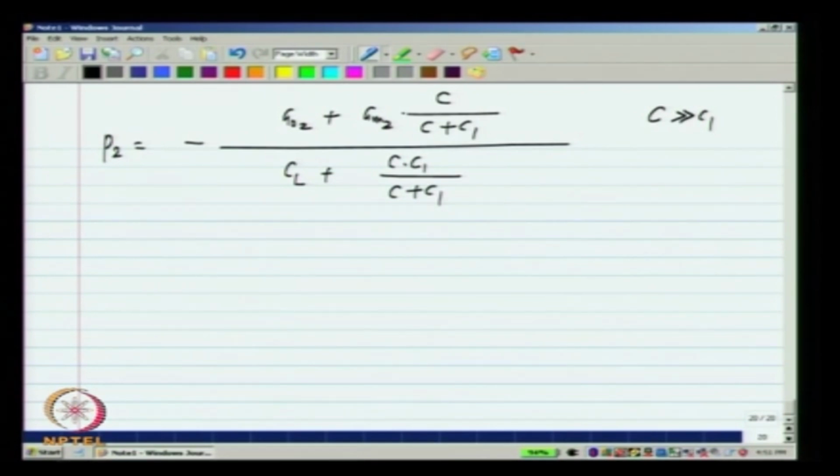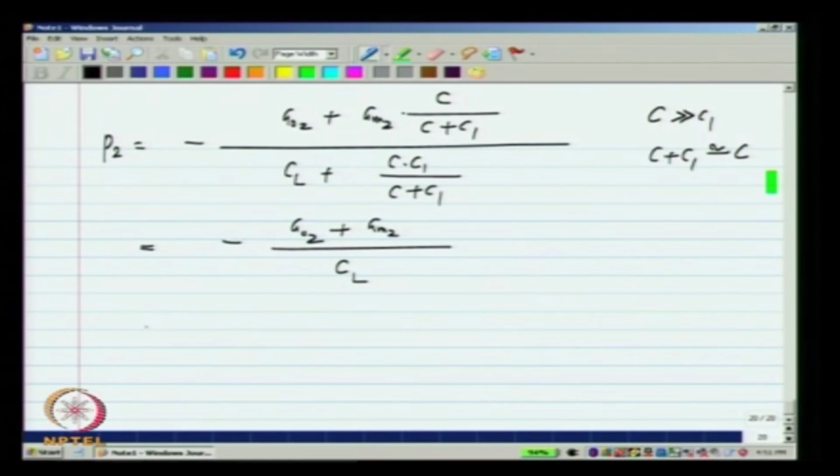So, what does it mean? I will approximate C plus C1 by C itself. So, P2 becomes minus GO2 plus GM2 divided by CL plus C1, sorry, minus GO2 plus GM2 divided by CL. Now, does this make intuitive sense?